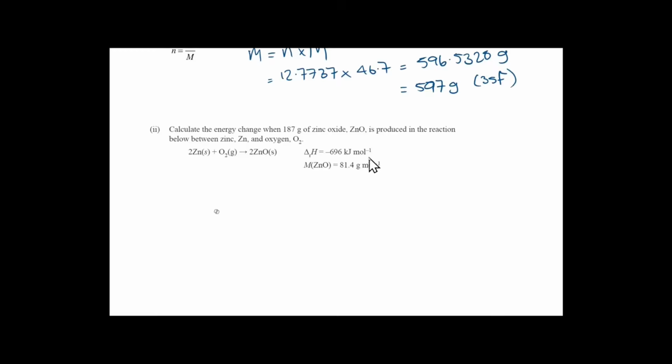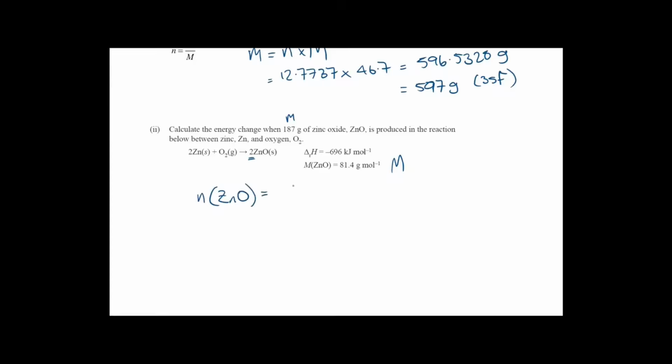So what are we actually given? We're given here the physical mass, and we're given here the molar mass, and we're given here the change, and there are 2 zinc oxide produced. So how many moles of zinc oxide are actually produced?